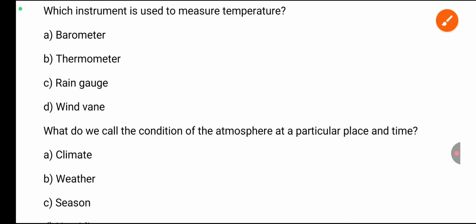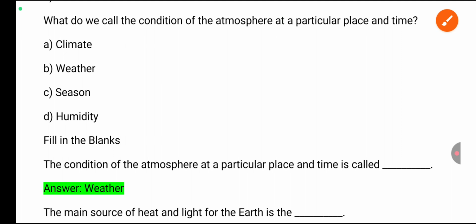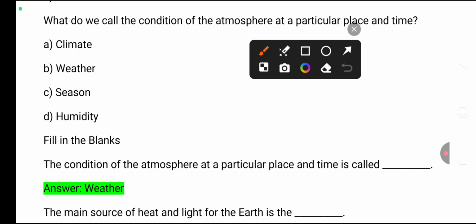Now moving on to another question. What do we call the condition of the atmosphere at a particular place and time? Option A is climate, option B is weather, option C is season, and option D is humidity. The answer will be B, weather. So the condition of the atmosphere at a particular place and time is called weather.